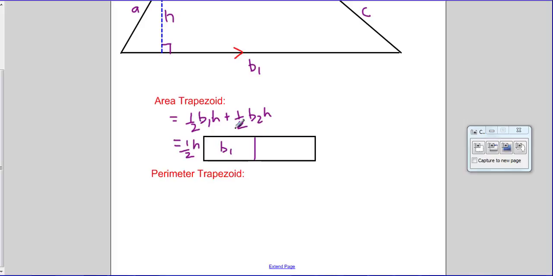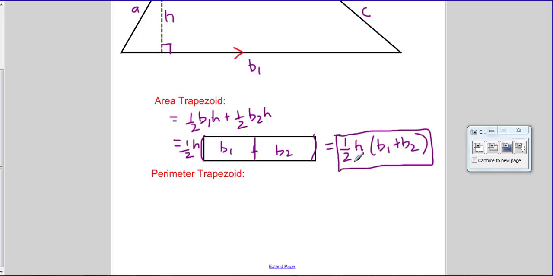Then 1/2 times h times what is 1/2 b sub 2 h? Well, this is missing a b sub 2. So I can factor this. You can think of this as a set of parentheses here. This is a plus sign. This is going to be 1/2 h times the sum of b sub 1 plus b sub 2. And this is actually the area formula for a trapezoid. You could write it like this, but usually we write it like this.